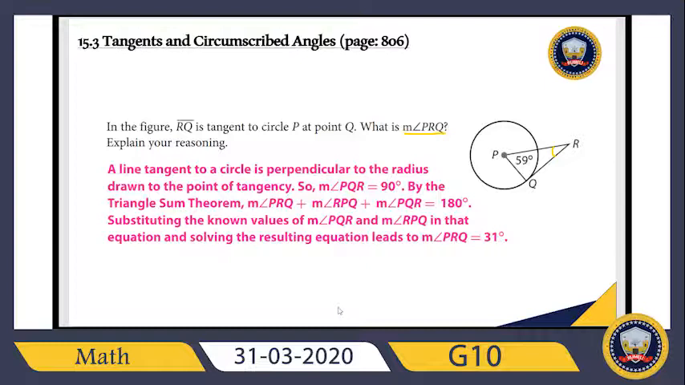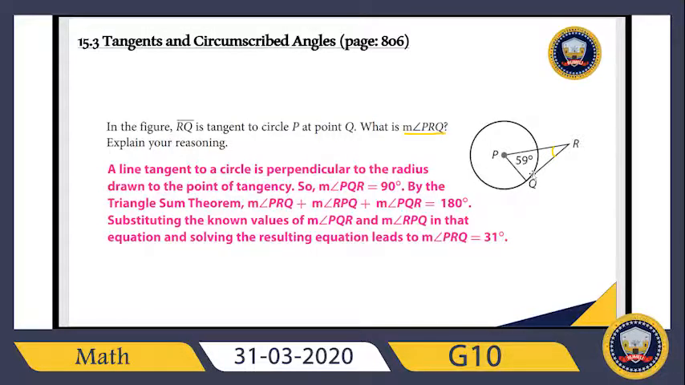Now, in the figure, RQ is a tangent to circle P at point Q. Now, what is the measure of the angle PRQ? I'm looking for this angle that is yellow. Alright? Now, we know that RQ is a tangent to my circle. So what can we say about the angle Q? It is 90 degrees. All right.